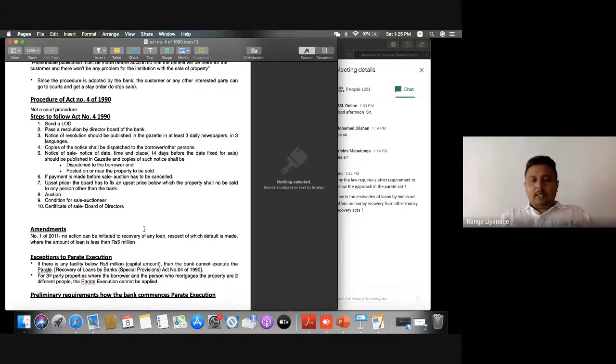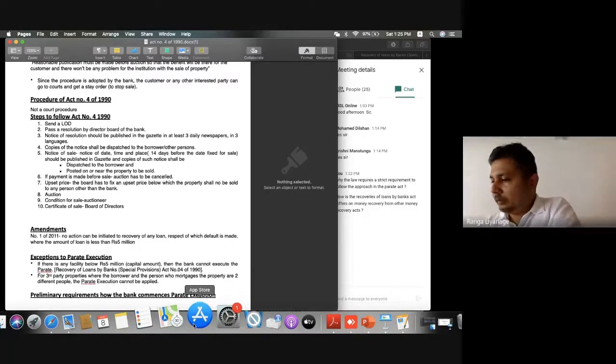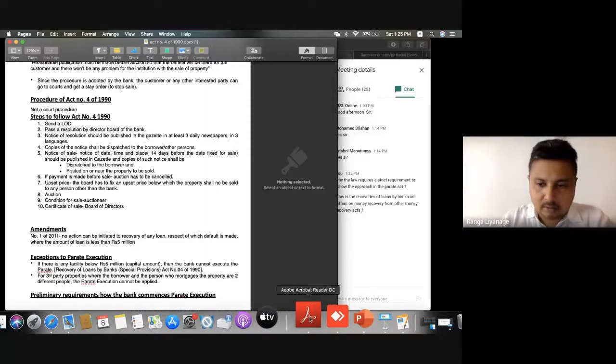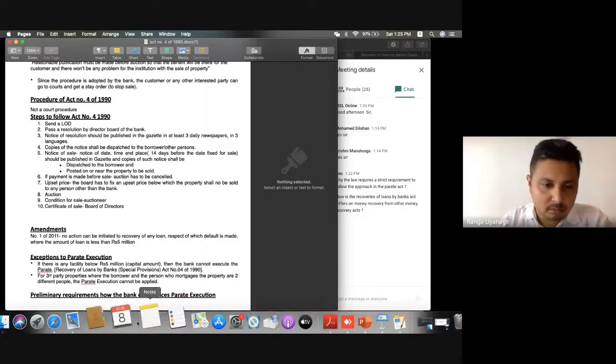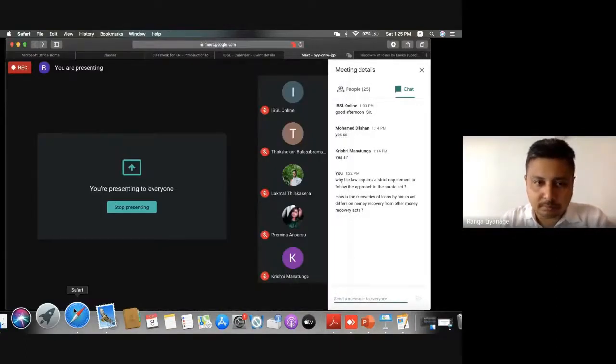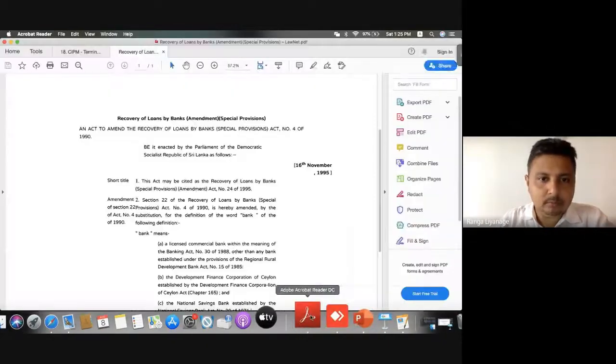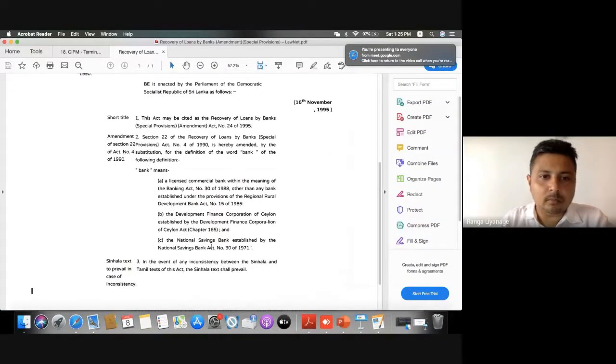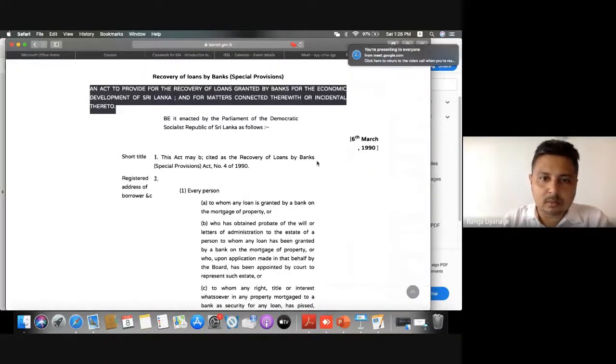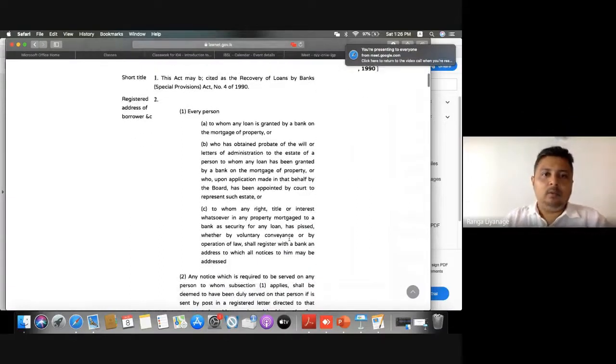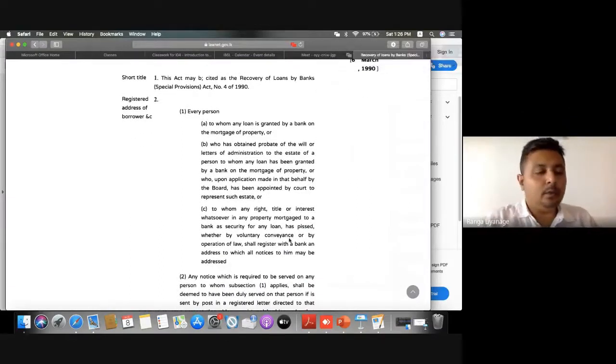Now, Section 2 is very important. Why I'm saying it's very important, you can read it. I prefer that everyone has it with them now. Section 2, registered address of the borrower. Now, there are certain terms that they use. Now, who is a borrower?